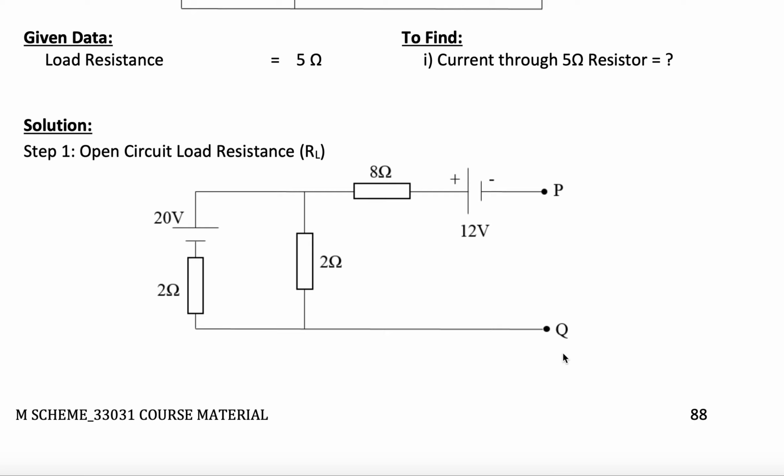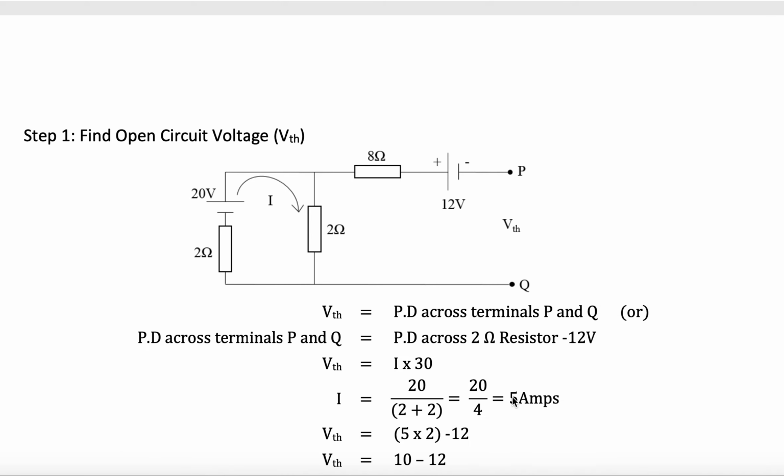Find open circuit voltage. Since there is a battery but there is no closed path for the current to flow, so the current here is 0. Okay, VPQ is nothing but voltage across this 2 ohms. What is the total resistance? 2 plus 2, 4. 20 by 4 is 5 ampere, so VPQ is nothing but 5 into 2, 10 volts. So VOC or VTH is 10 volts.